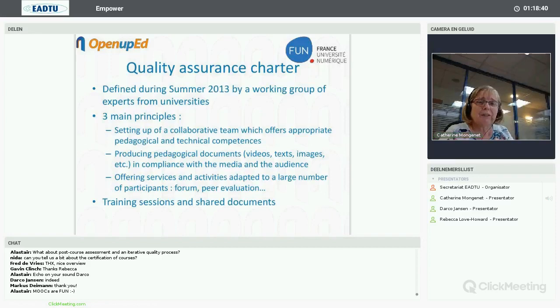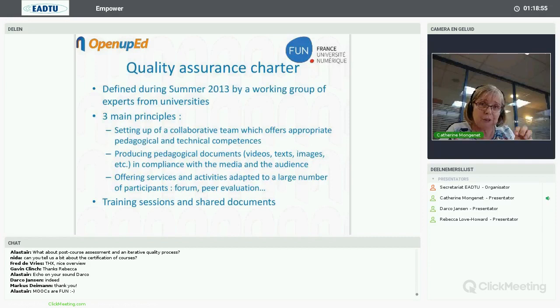So the material, the documents, the text, this has to be created properly and to fit with the audience. We all know a MOOC has a very wide audience. So this is a very important point for us.